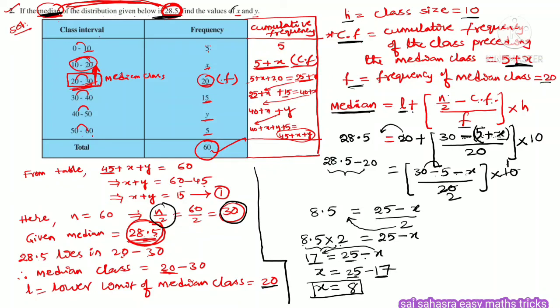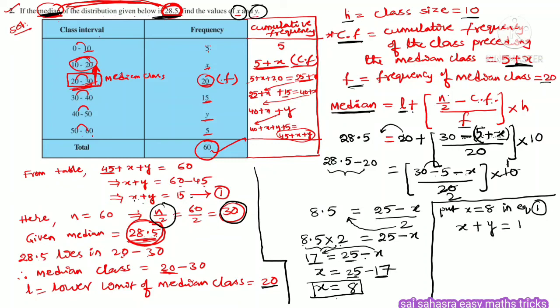We need the x value and y value. Where will we get the y value? In the first equation there is a relation between x and y. So in this first equation, if you substitute this x value 8, you will get the value of y. Put x equal to what we got, 8, in which equation? In equation 1. So what is equation 1? X plus y equal to 15. I am writing here x plus y is equal to 15.